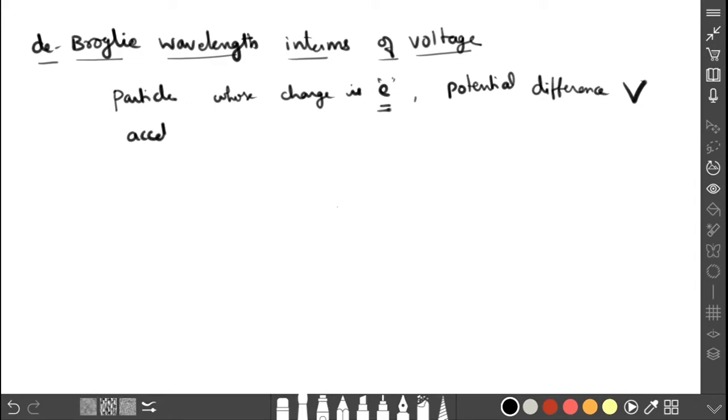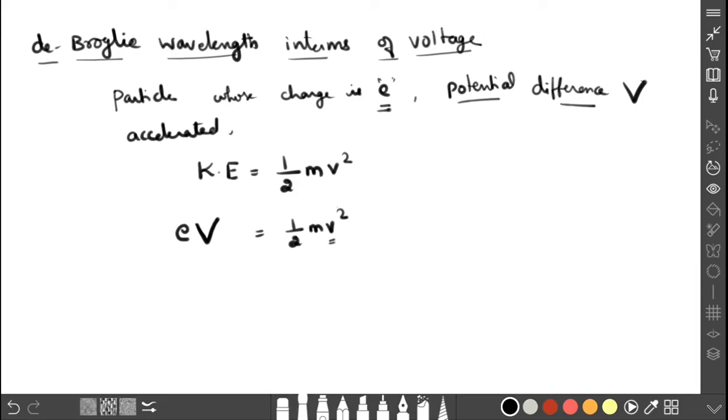Now what is the formula for kinetic energy again? Kinetic energy is equal to half m v square, where v is the velocity of the particle. How is this kinetic energy created? By means of the applied voltage. The charge of the particle is accelerated by means of the potential difference. So kinetic energy, E equals e into V, which is equal to half m v square. See, here two v's are there. This capital V represents the potential difference and the small v represents the velocity of the particle.